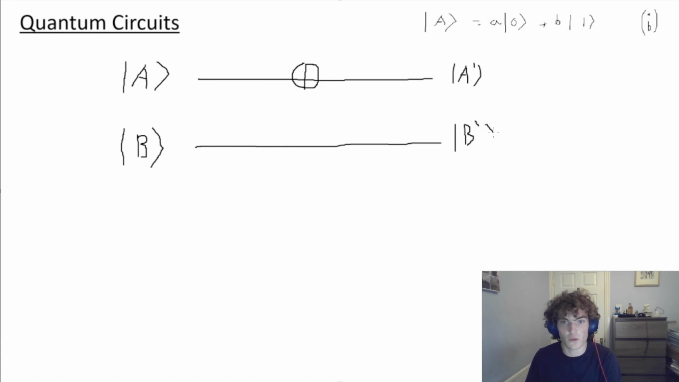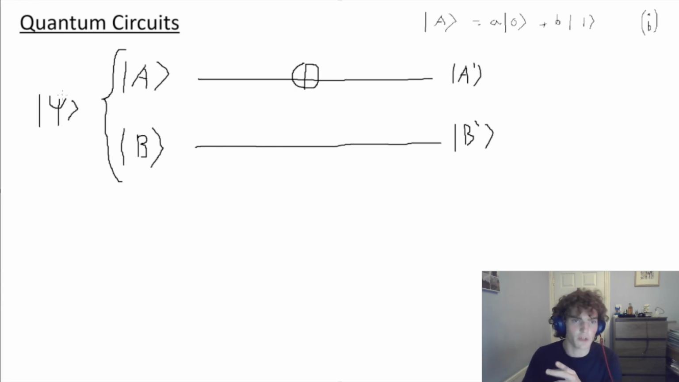But what I also want us to think about is how we can combine these two to think about the system not just as two separate qubits, but rather as a system of two qubits. So what I'm going to do here is introduce this term psi, and psi is going to represent the combined state of the two qubits, which might seem a little odd initially, but don't worry, I'll explain it.